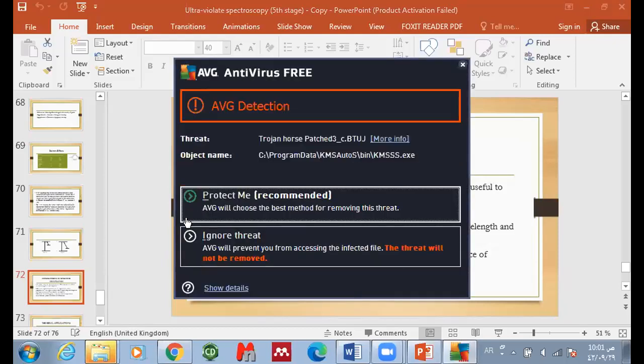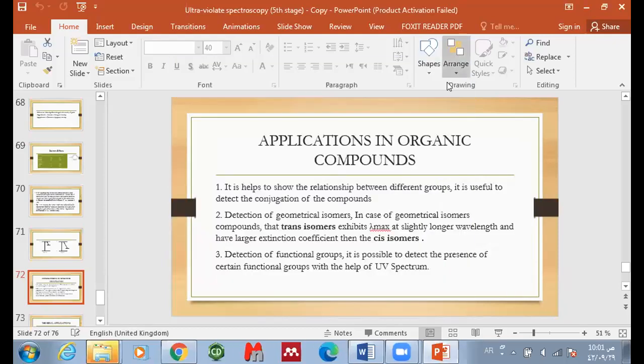So UV-Vis helps to show the relationship between different groups. It's useful to detect the conjugation of compounds.